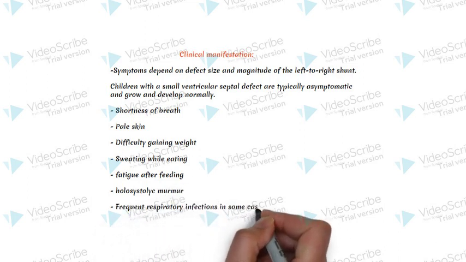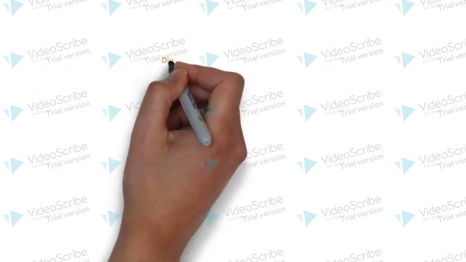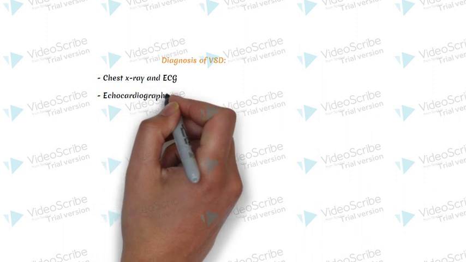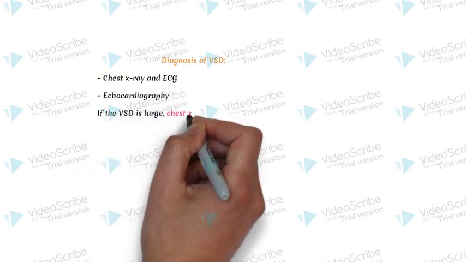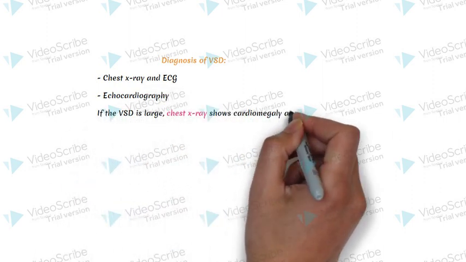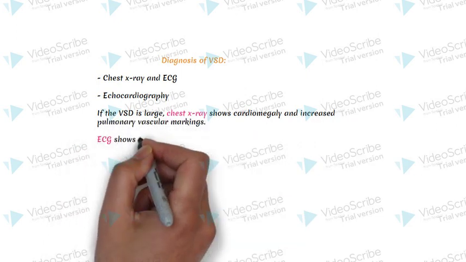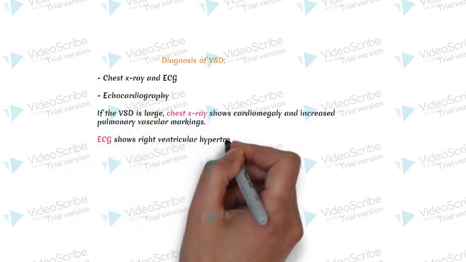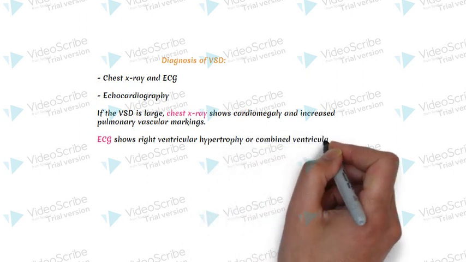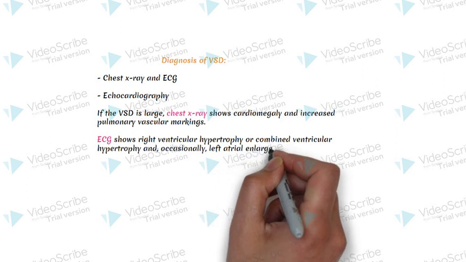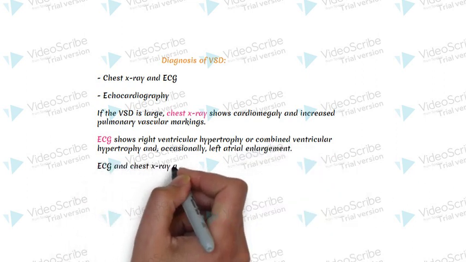So because of pulmonary hypertension, because of overload in the right side, some respiratory infections can also occur, and also lost weight gain, poor physical development can happen. About the diagnosis, we can diagnose by ECG, echocardiography and chest x-ray. Of course, it depends also on the size of the defect.